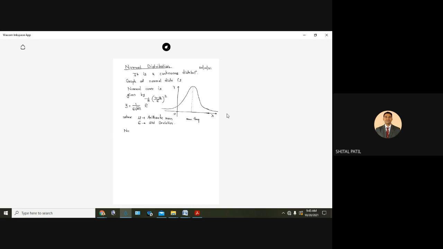Note: the normal curve is symmetric about x equal to mu. So this is the maximum frequency line, x equal to mu. The curve is symmetric about x equal to mu.